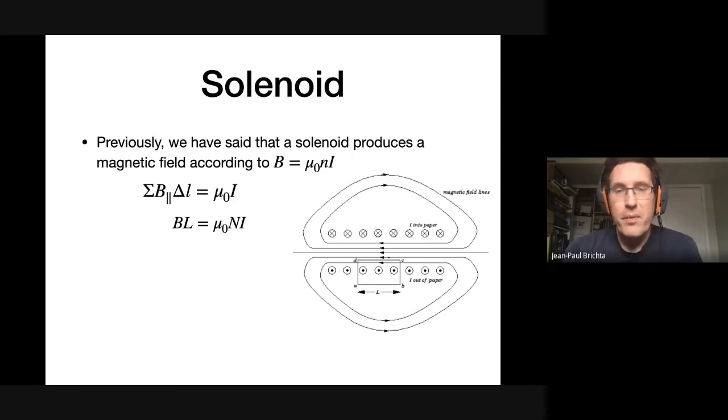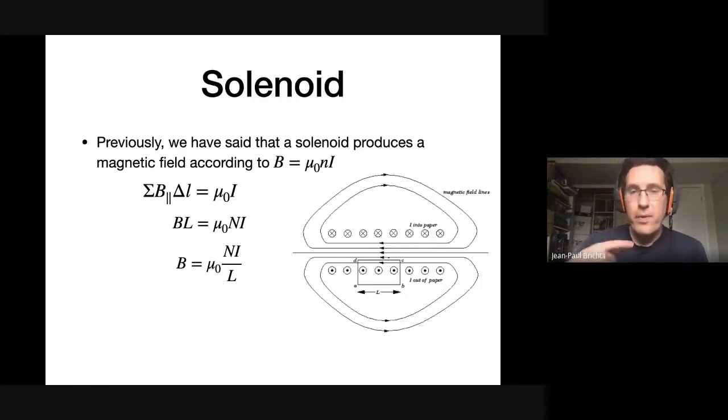Now that might seem kind of strange because after all, we drew the box in an arbitrary way. Why couldn't we have a larger box? Why couldn't we have a smaller box? It turns out not to actually matter, because when we isolate for the magnetic field, we have this relationship of N over L, where N is the number of coils and L is the length of the box that we've drawn.